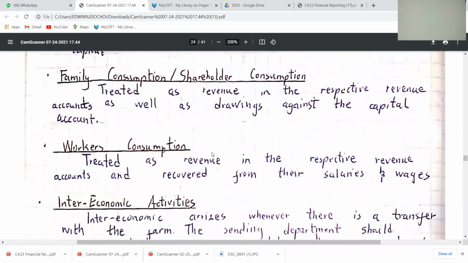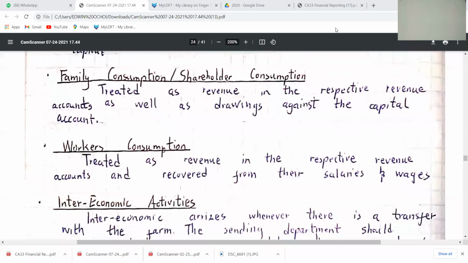So this is just a short introduction for farming and agriculture under the financial reporting. Before we go to the question, if there is another question from the class, you can put a clause so that we continue. From my end, this is the relevant question I'm going to do.